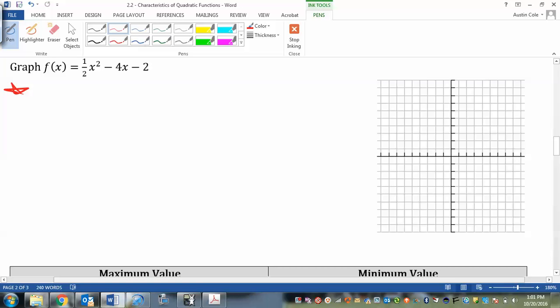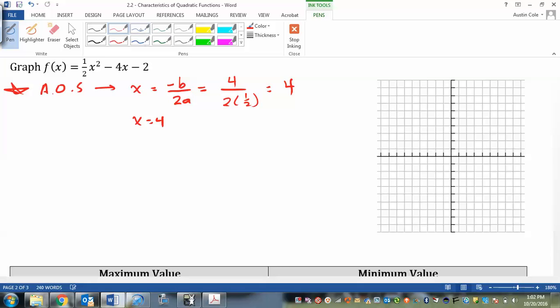Okay, I saw a lot of good things out there as I was going around. Got a lot of good questions, a lot of just small errors. Let's talk this through. First thing we need to do: AOS, axis of symmetry, which is x equals opposite of b over 2a. Opposite of b is going to be +4 over 2 times 1/2. What's 2 times 1/2? 1. So what's 4 divided by 1? 4. So x equals 4 is my axis of symmetry.